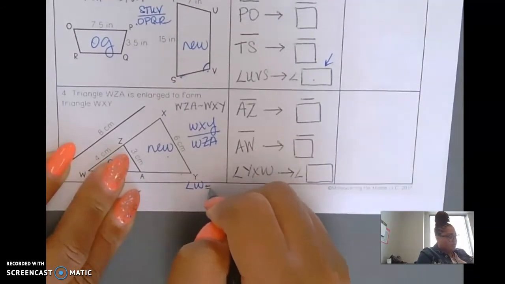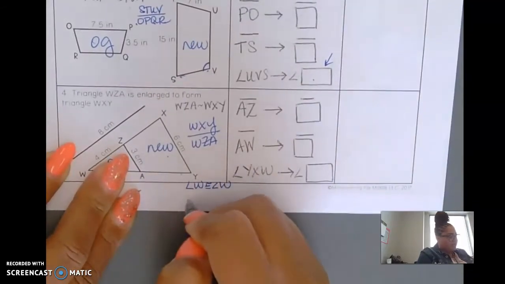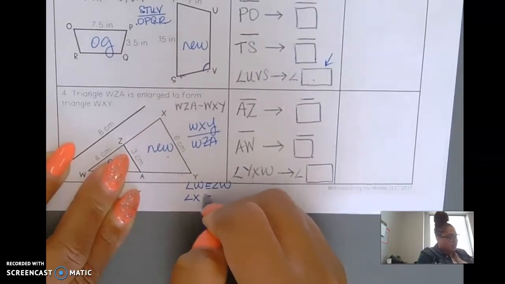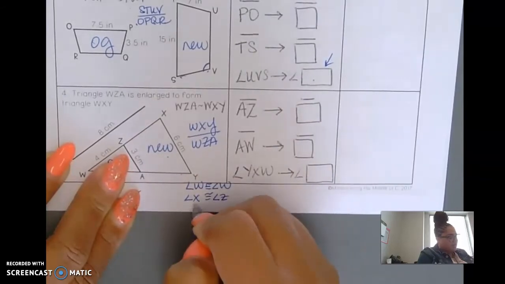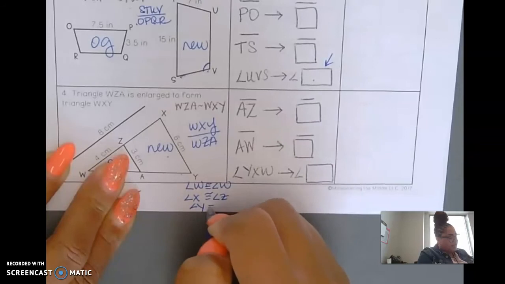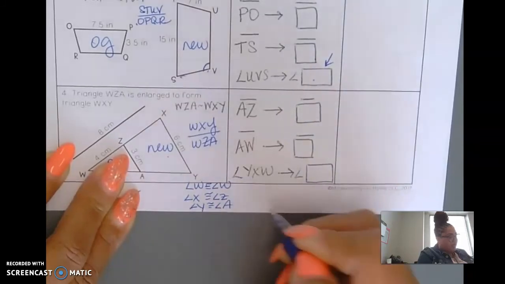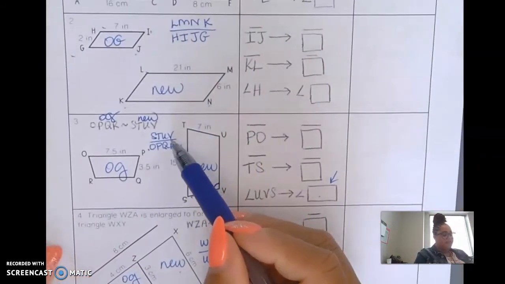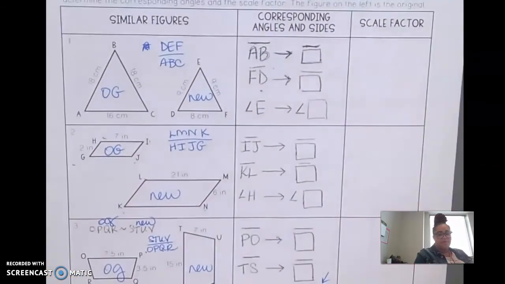Angle W is congruent to angle W, angle X is congruent to angle Z, and angle Y is congruent to angle A. And that applies for all the angles up here as well.